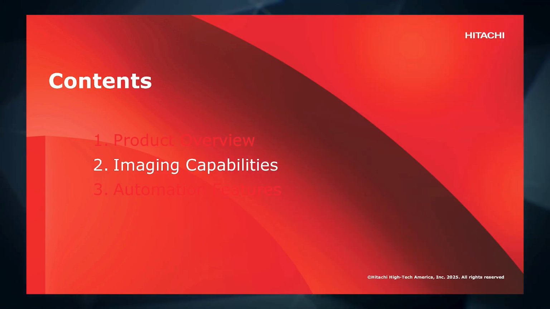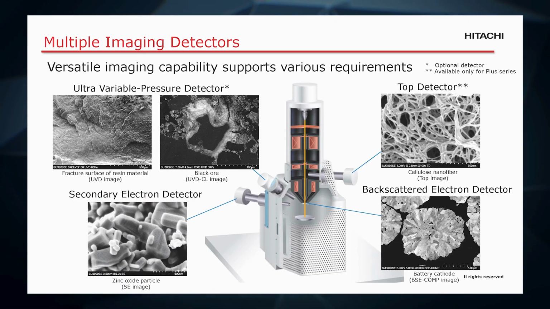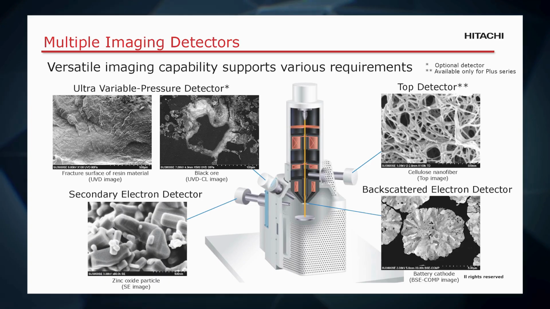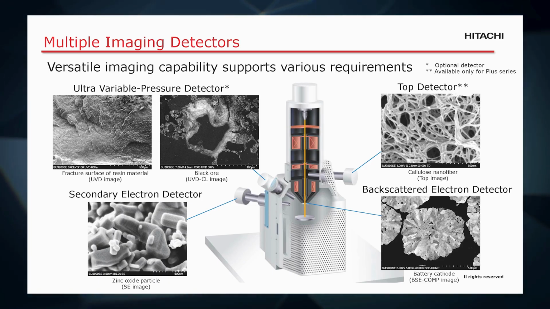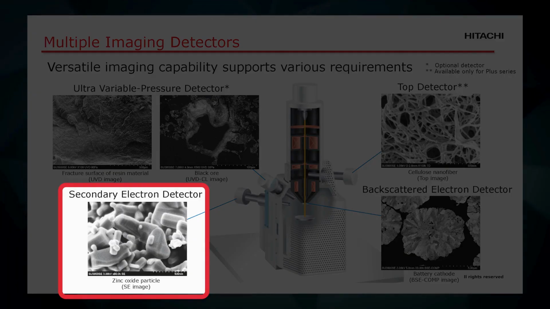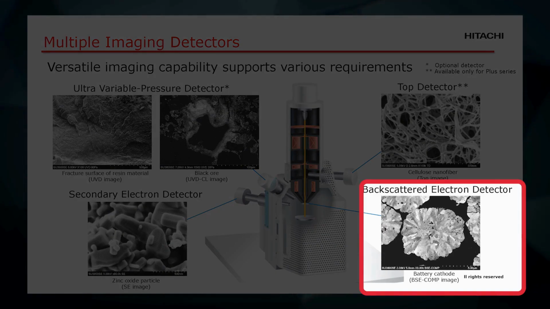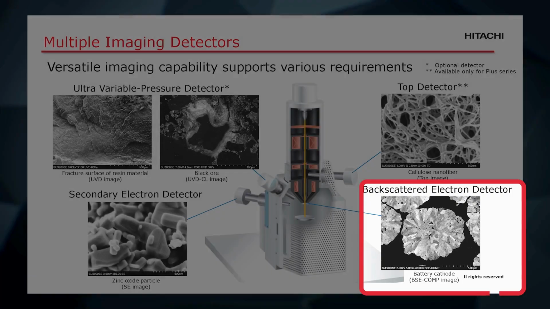So next, let me explain the imaging capabilities. As I said, our system supports multiple imaging detectors to meet various observation requirements. So 4 imaging detectors are available in total. We have an SE detector for surface topography imaging. We also have an insertable backscatter detector for compositional information and crystal contrast.